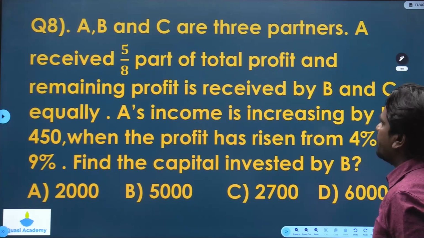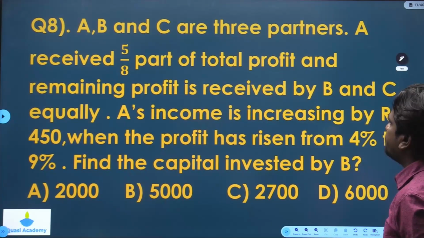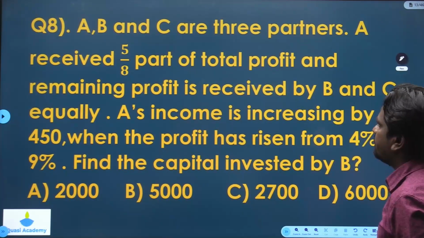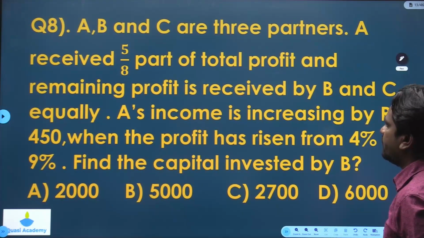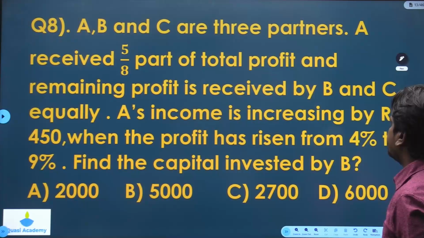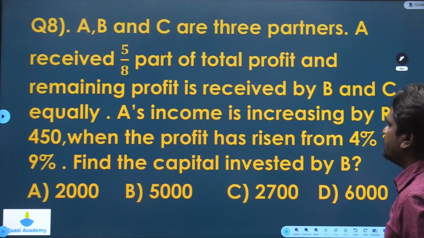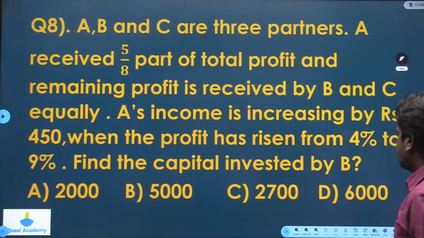Thus, A received 1/5 part of the total profit and the remaining profit is received by B and C equally. A's income increases by rupees 450 when the profit has risen from 4% to 9%. Find the capital invested by B.